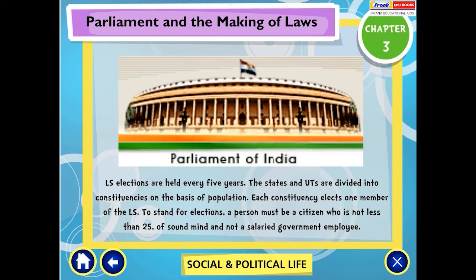LS elections are held every 5 years. The states and UTs are divided into constituencies on the basis of population. Each constituency elects 1 member of the LS. To stand for elections, a person must be a citizen who is not less than 25, of sound mind, and not a salaried government employee.